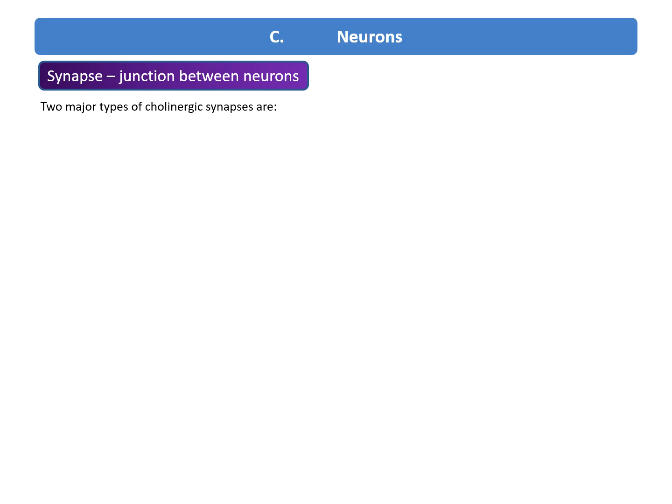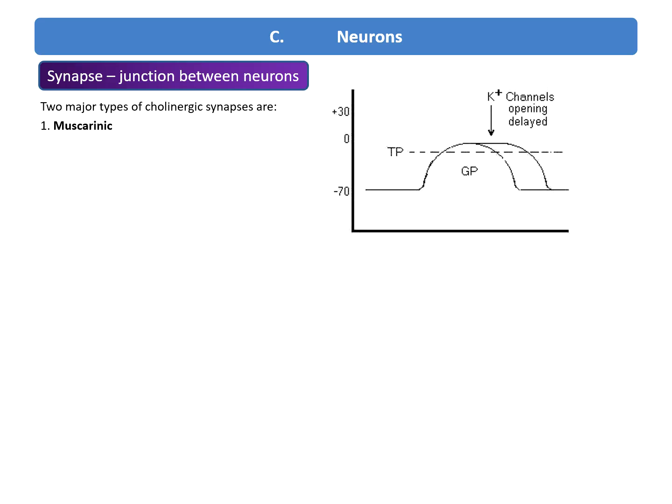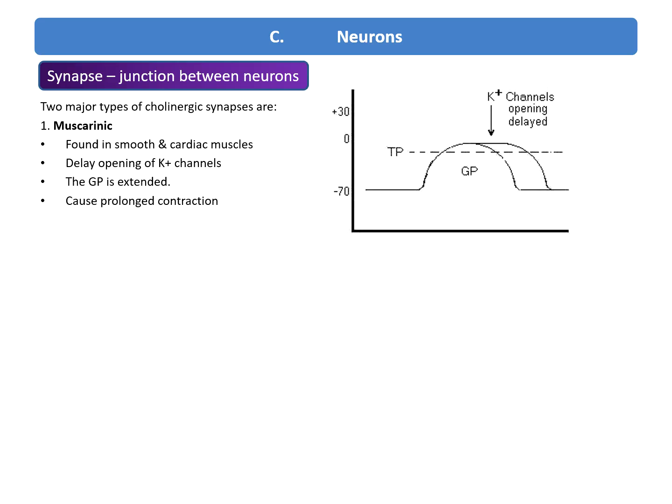There are two major types of cholinergic synapses. One type are the muscarinic synapses. They're found in smooth and cardiac muscle. They delay the opening of potassium channels. And notice what happens. When that happens, if the channels don't open quick enough, the graded potential remains above threshold longer. So it extends the graded potential and causes a prolonged contraction of the muscle.